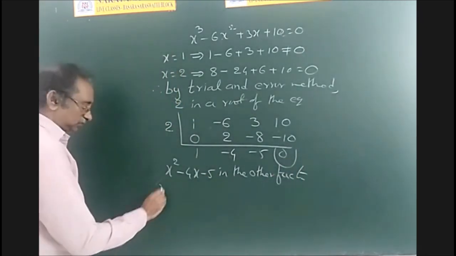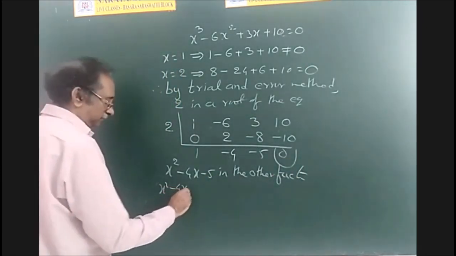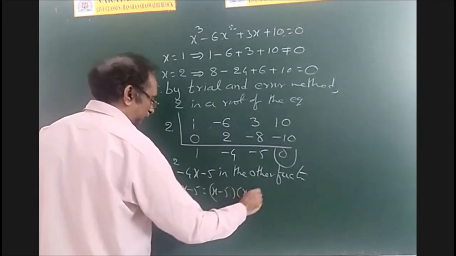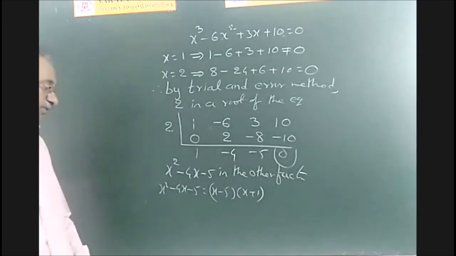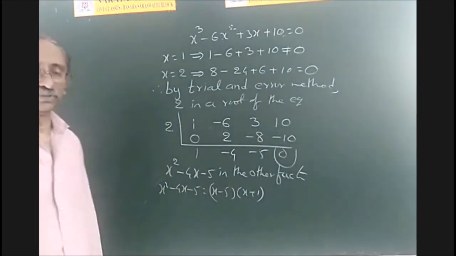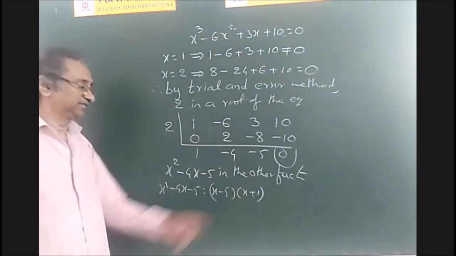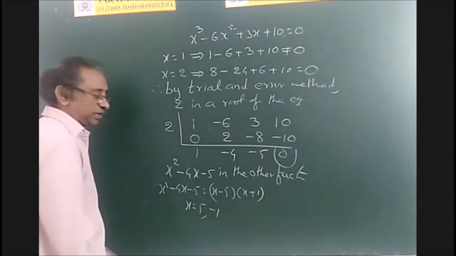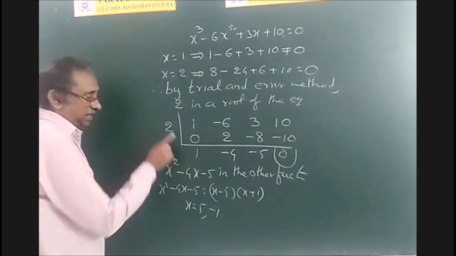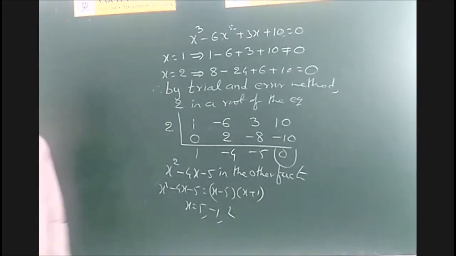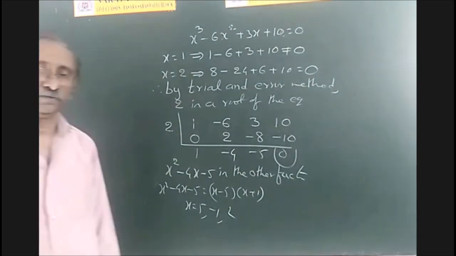And what is this x square minus 4x minus 5? And what is the factorization? x minus 5 into x plus 1. See, x square minus 5x plus x minus 4 minus 5. So this is the factor. So these two are the factors now. Therefore, what are the roots? 5 comma minus 1 are the roots of this. And there is another root here, 2. Therefore, final roots are 5, minus 1, 2. Okay? Right now.